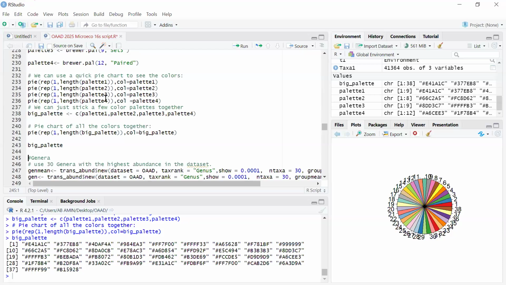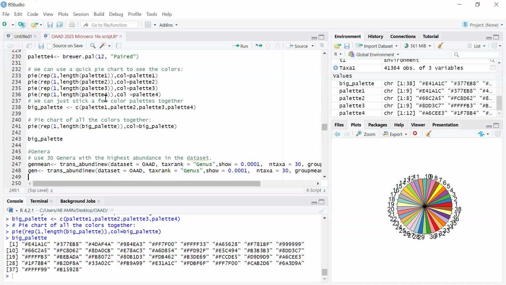So I need to combine colors, so that when it comes to the abundance, it will be easy to differentiate one taxa from the other from all these color sets.